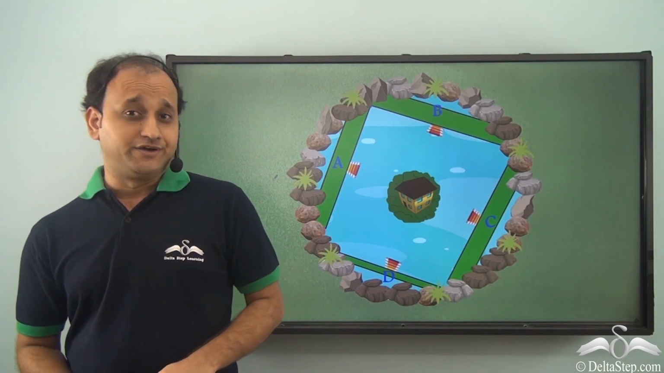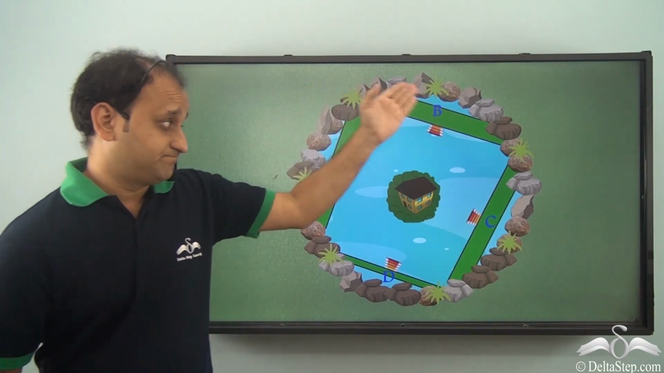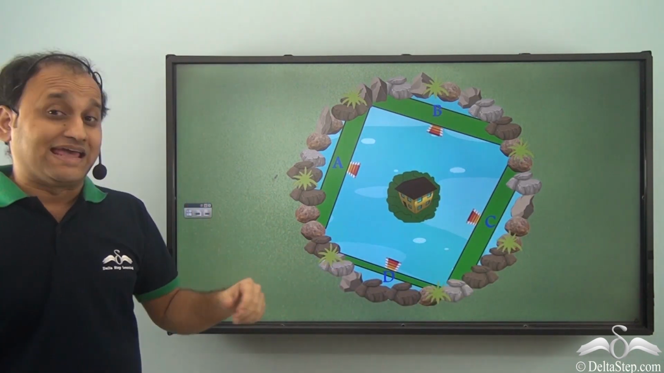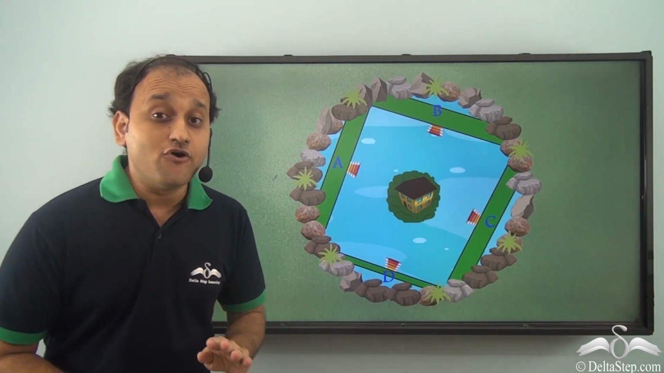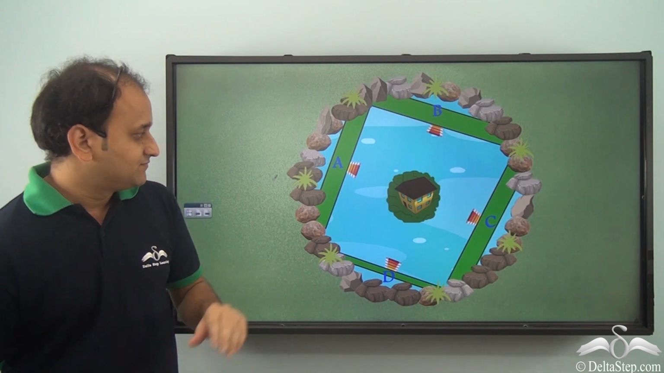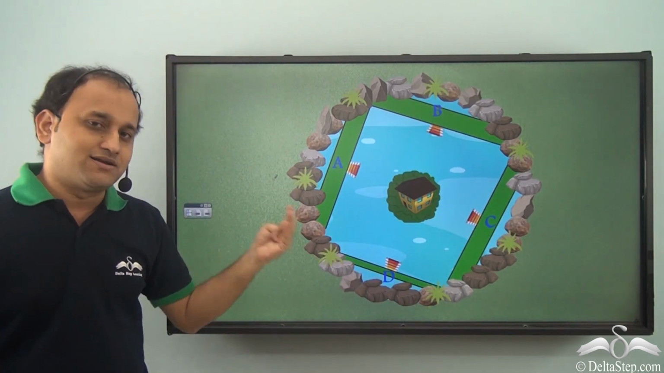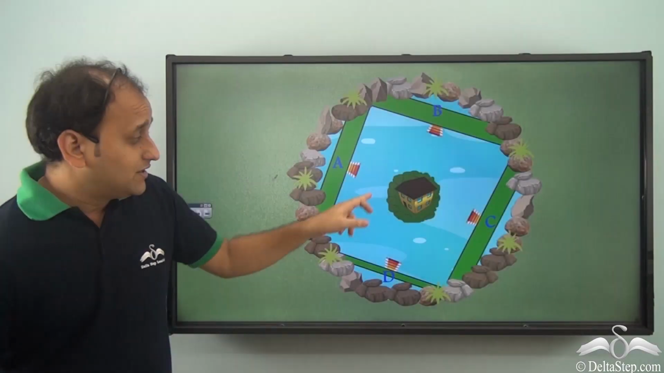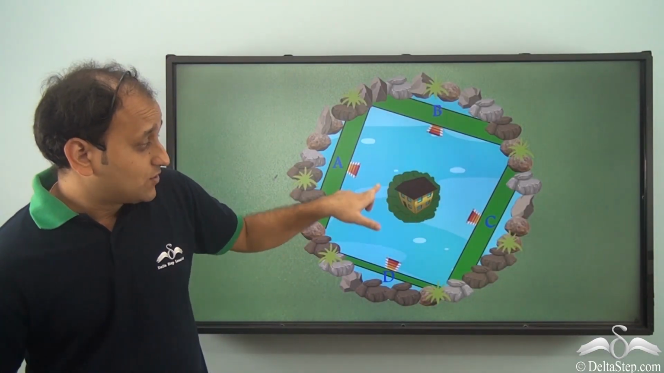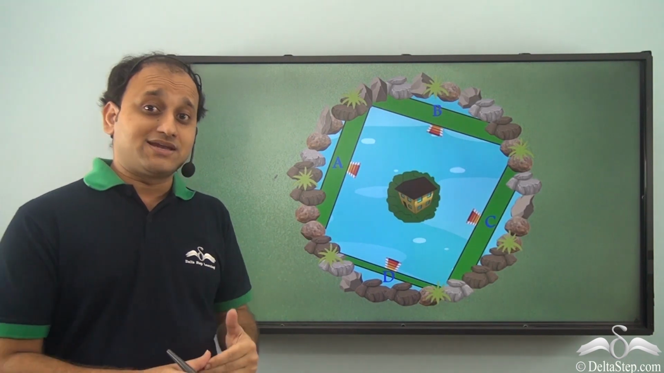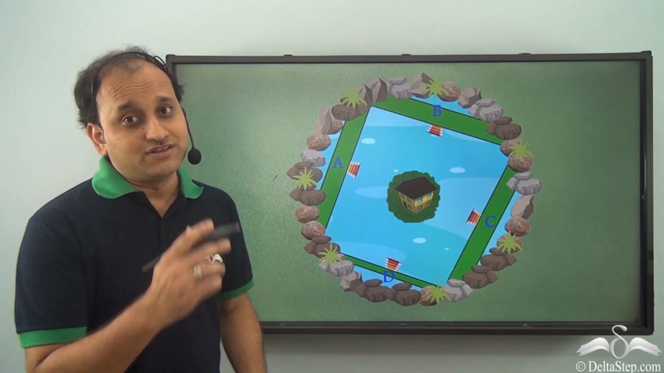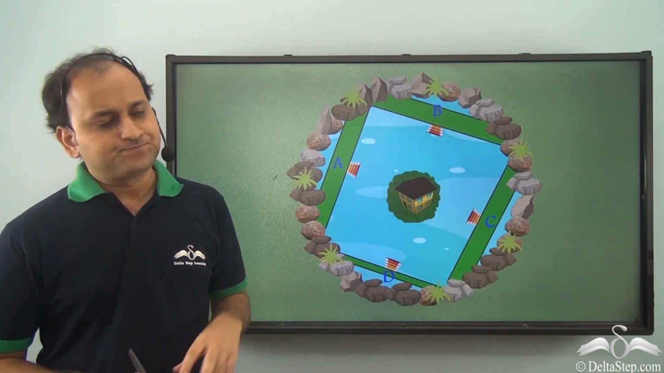We have a situation here. We have a lake, and in this lake we have 4 gardens. We have garden A, garden B, garden C, and garden D. Now, the gardener lives on this island, which is located at the center of this circular lake.